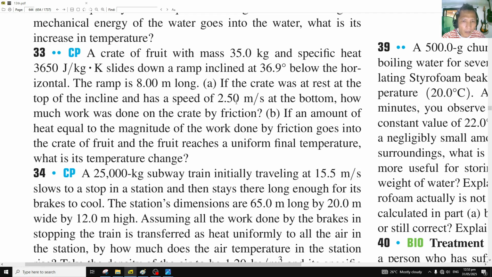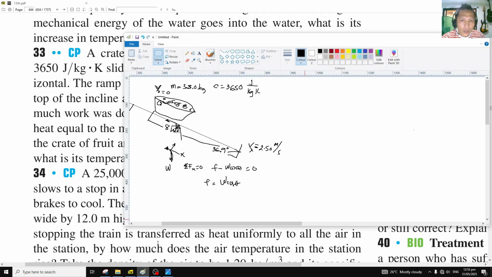So this is a dynamics problem, actually, for letter A. For letter A, it's still dynamics. So let's recall our dynamics. That is the work done. The summation of forces would be equal to ma, right? You have ma. The acceleration is going down and you have a frictional force which is going up.